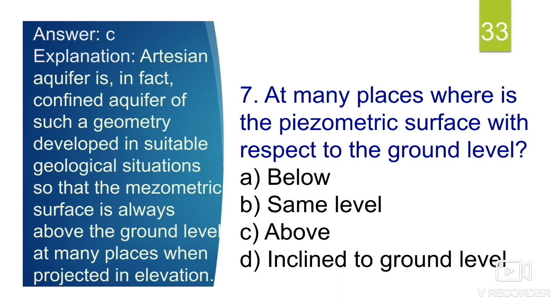So artesian aquifers are in fact confined aquifers of such a geometry, developed in suitable geological situations, that the piezometric surface is always above the ground level at many places. So the correct option here is option C, that is above the ground level.